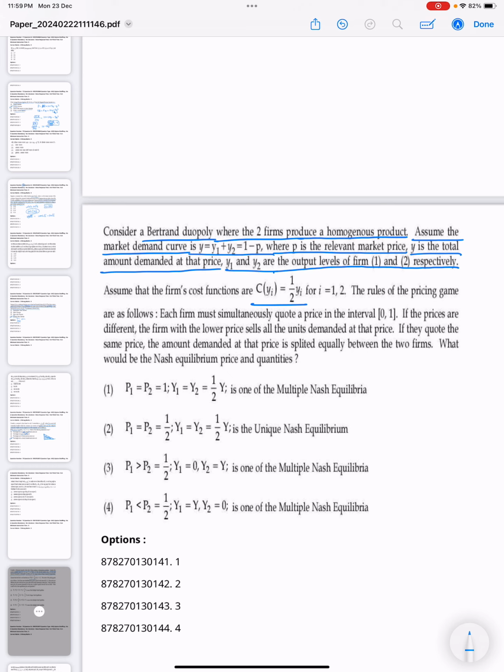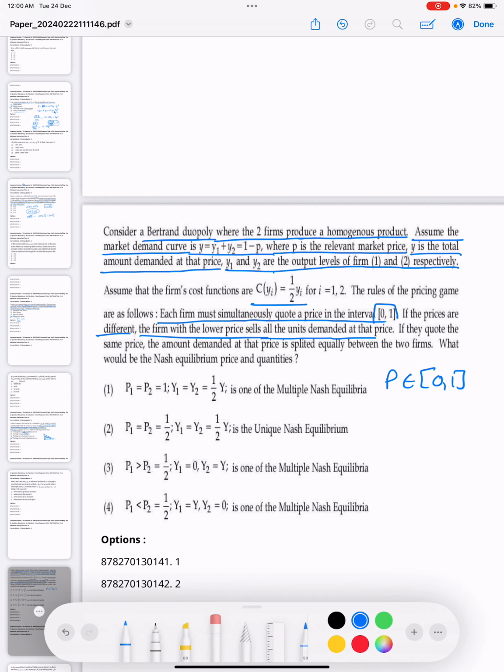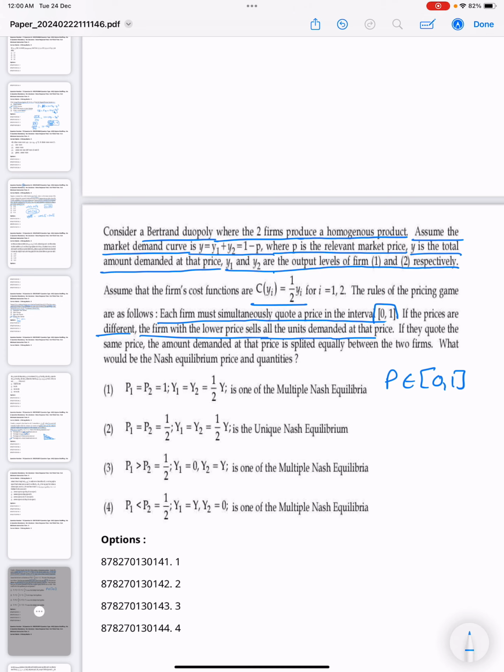The rules of the pricing game are as follows. Each firm must simultaneously quote a price in this interval. So prices can be set between 0 and 1. If prices are different, the firm with the lower price sells all the units, which makes sense. If they quote the same price, the amount demanded is split between them. So they are asking what price should be charged.